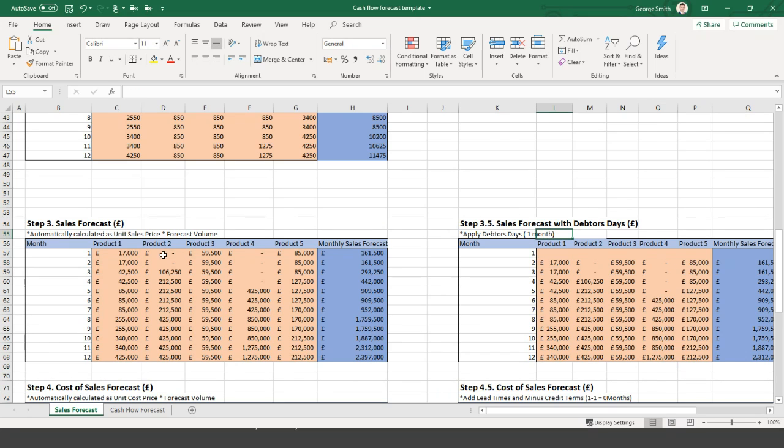So in this case, I've said, well, when I invoice something, product 1, 17 grand's worth, I'm not expecting to collect that to month 2. So I've almost staggered all my sales by 1 month. So again, going back to our business, we've done something similar with our renewals.